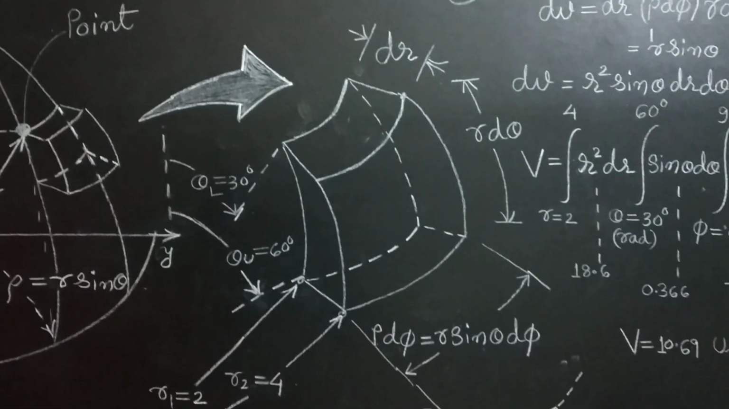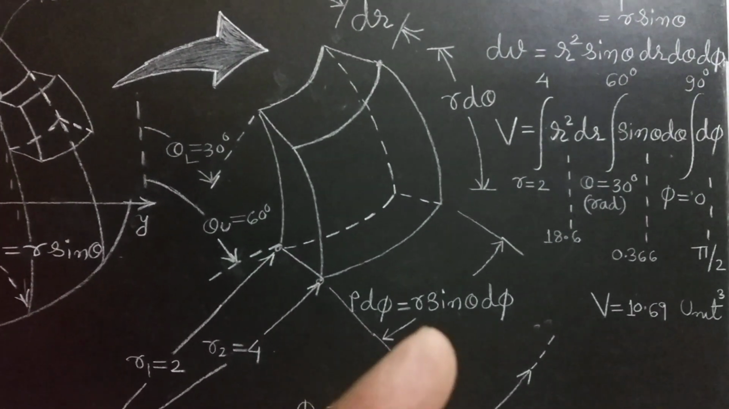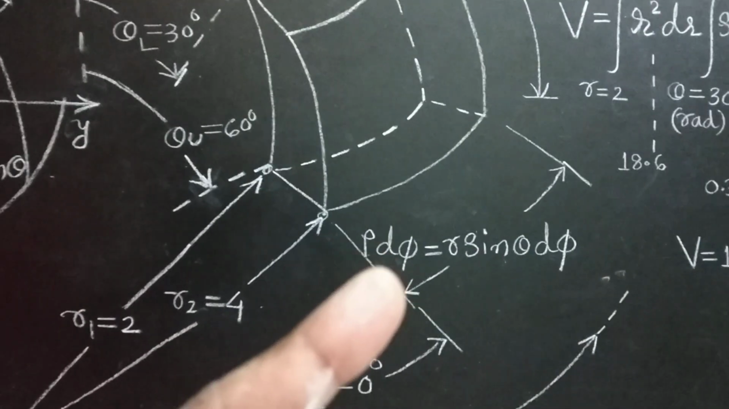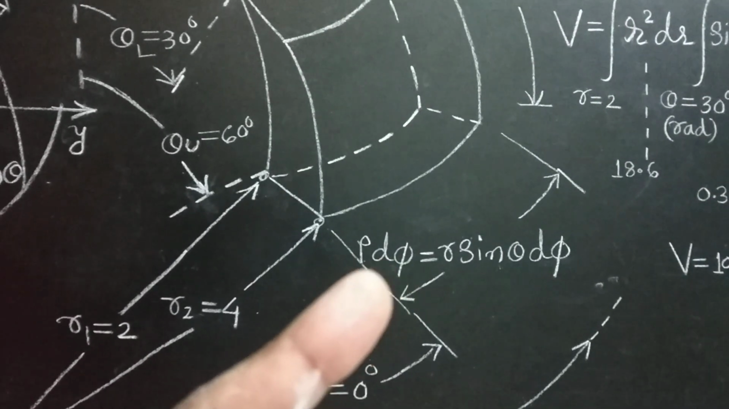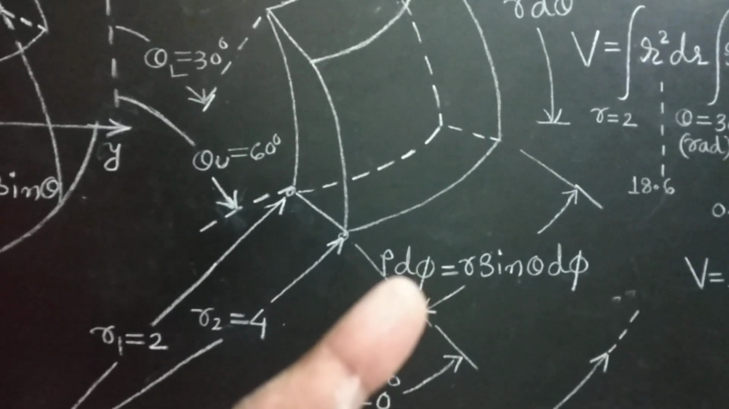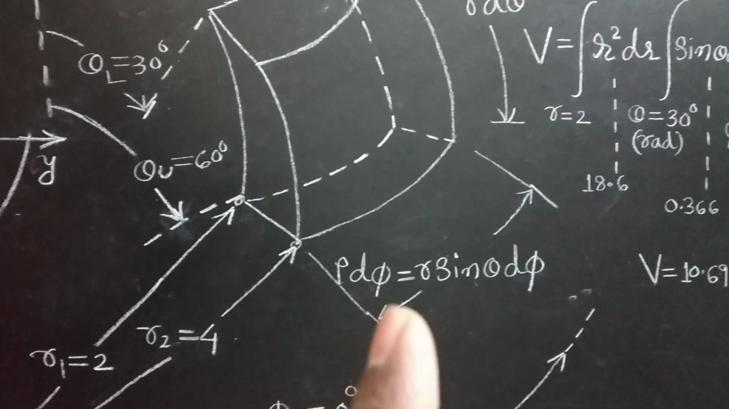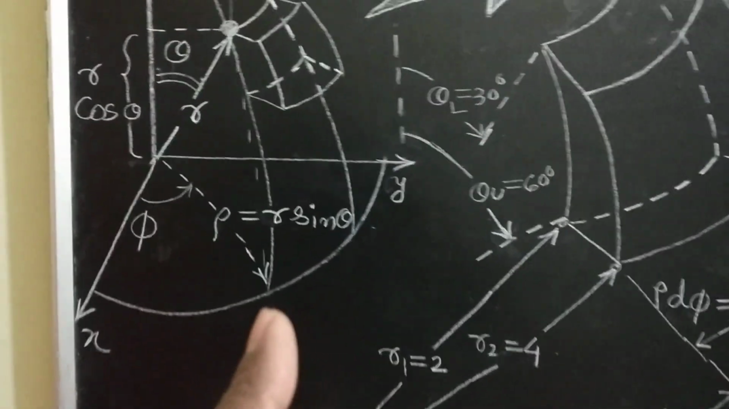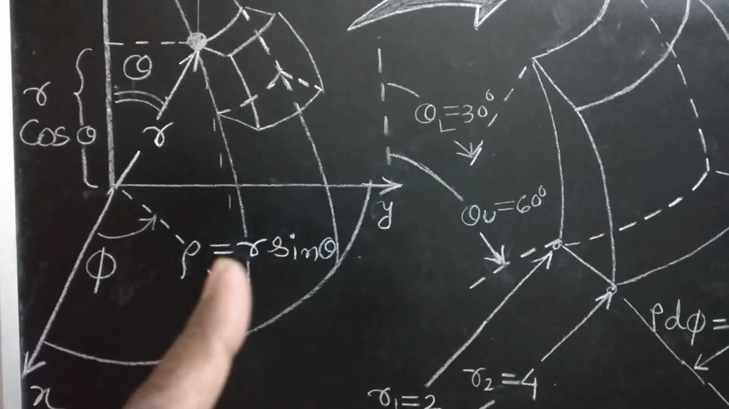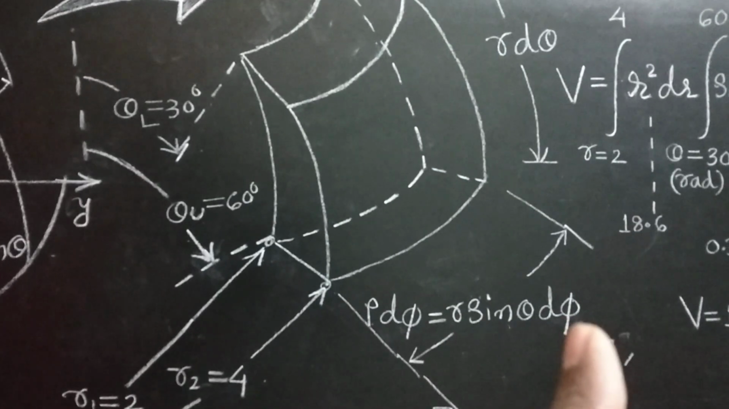In the phi direction, in the increment of angle phi, the distance will be, as we have seen in the cylindrical system, rho d phi. It should be multiplied by d phi, rho d phi. But rho in this case will be r sin theta, as we have seen here. The projection of r on the xy plane is r sin theta, which is rho. Thus, this distance will be r sin theta d phi.